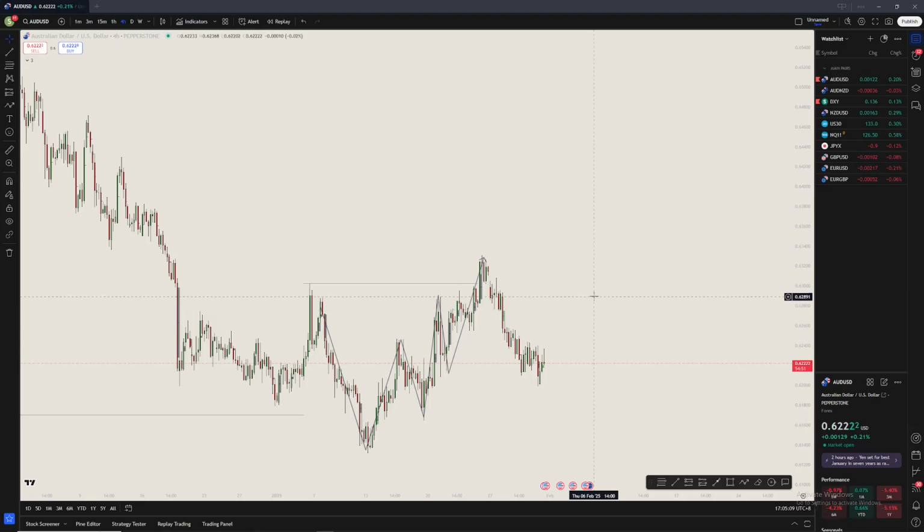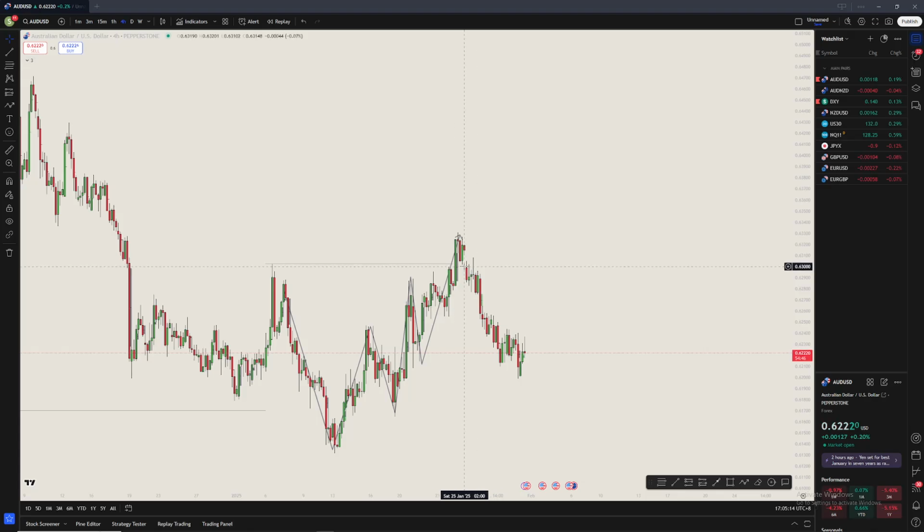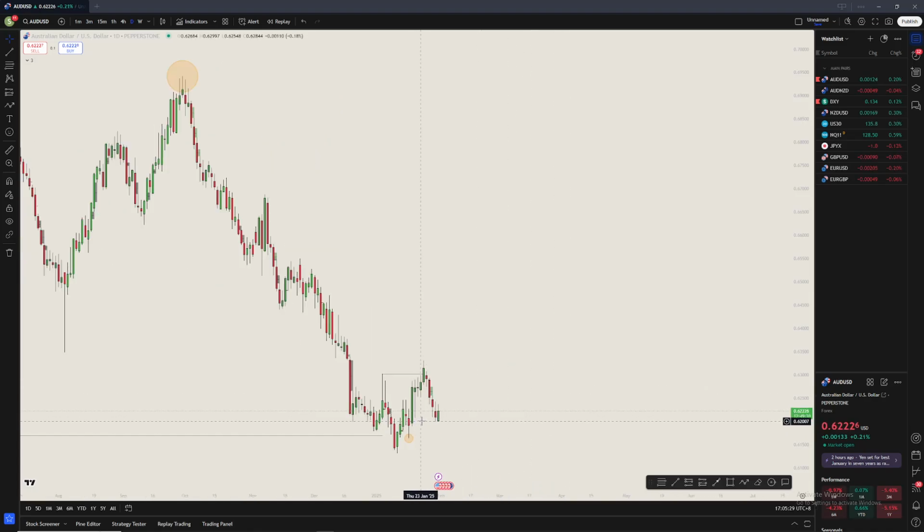Okay, so let's remove all these drawings. So this is your 4 hour, right? So we have closed above. We have reacted off this zone. There's a nice rejection candle over here. So on the 4 hour, we should go up. So we're kind of in conflict. What can we do? We just go back to our external factors, see where we are.